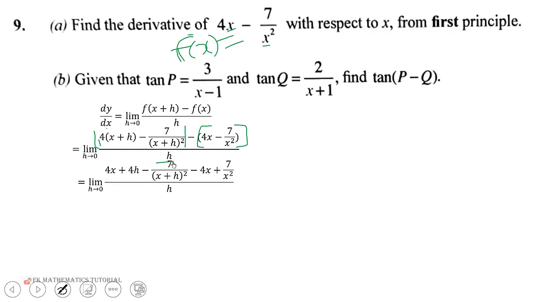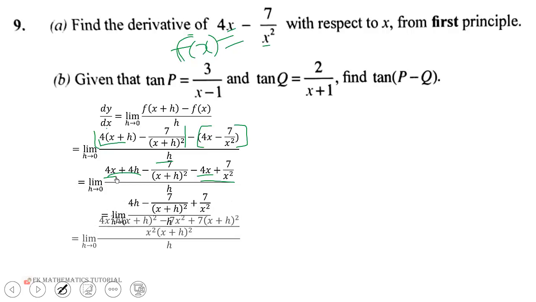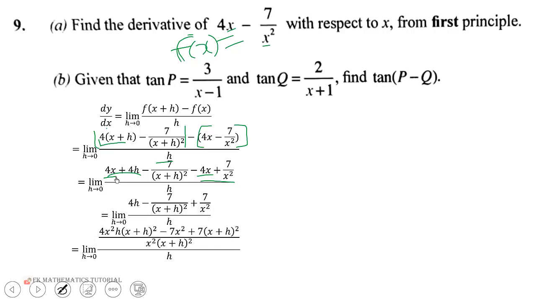So when we expand this first one, we get 4x plus 4h. Then this one also gives us negative 4x plus 7 over x squared. So this and this will cancel. Now we are left with this. So we find the LCM, which is x squared, x plus h squared. So when we find the LCM, we obtain this expression, as you can see.